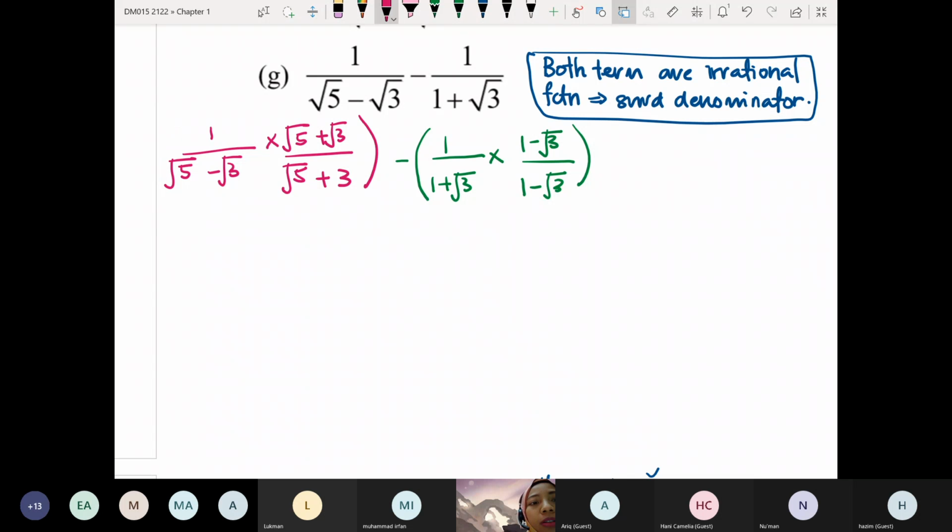Okay, so 1 times anything gives root 5 plus root 3. And then you expand root 5 with root 5 gives 5, plus root 15 minus root 15, which are the same thing, and then minus root 3 times root 3 gives 3. So this one can cancel. And then this one, the green color one.